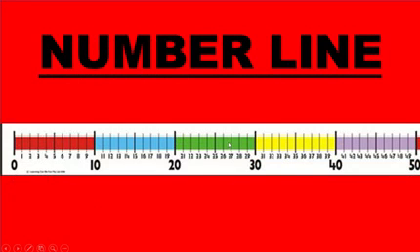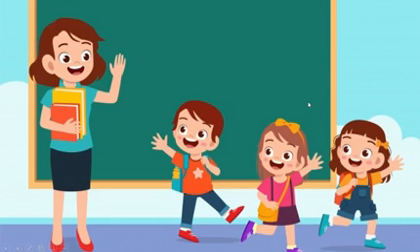Every word that indicates that we have to go to the left is words like smaller than, less than, less, and words that say we have to go to the right is bigger than, more than, greater. I hope you enjoyed today's lesson.